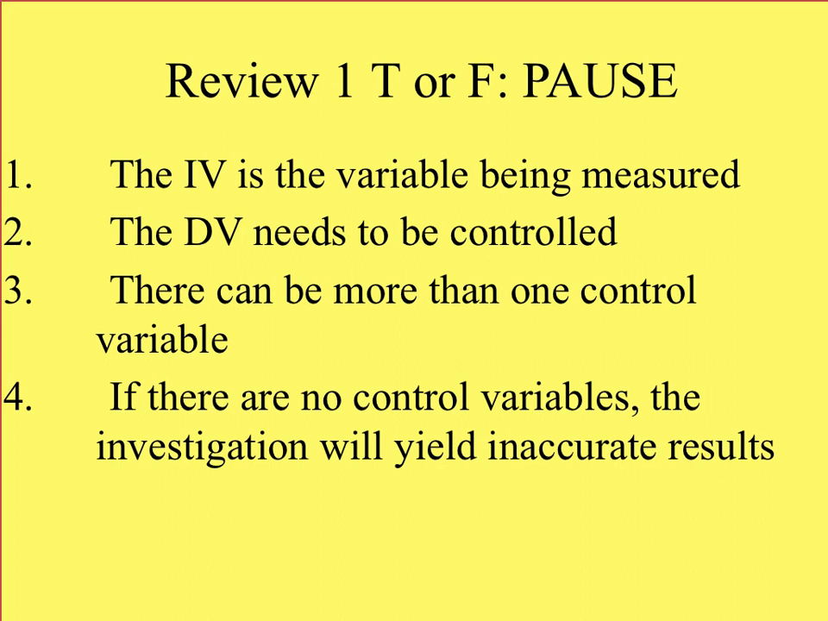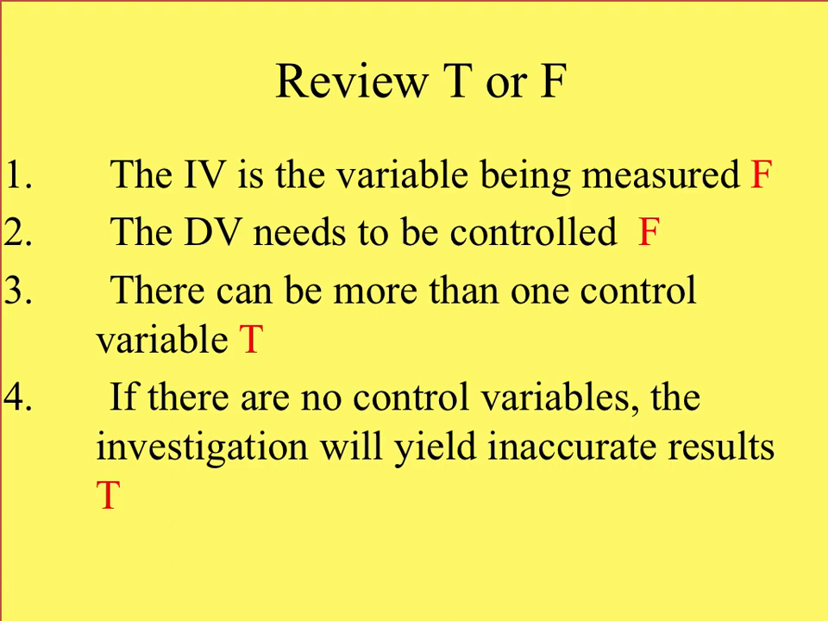So the independent variable is the variable being measured. That's false. It's the variable that we change. The dependent variable needs to be controlled. That again is false. The dependent variable is the one that we measure. There can be more than one control variable. That's true. If there are no control variables, the investigation would lead to inaccurate results. Again, that is true. Okay, so give yourself a mark out of 4. And then we'll go on to the next. So, there's the answers there.